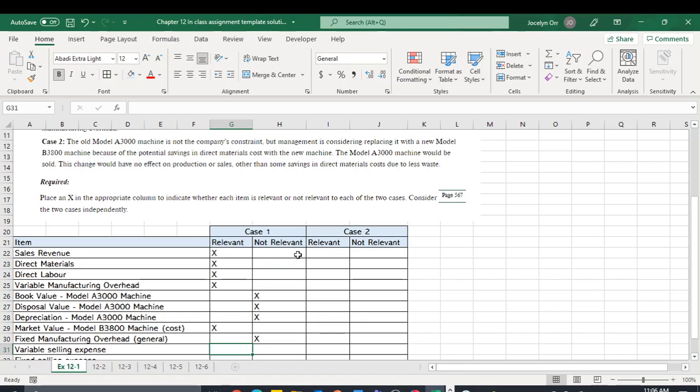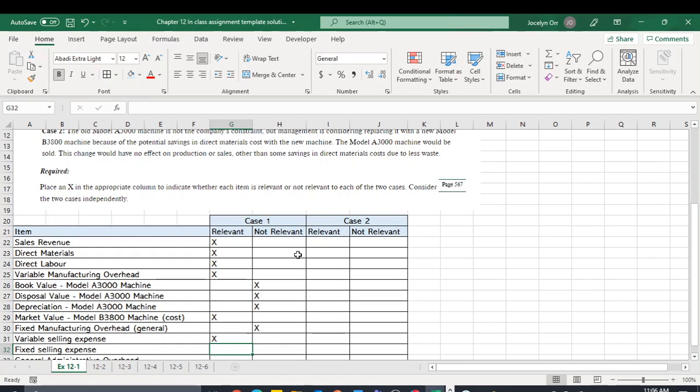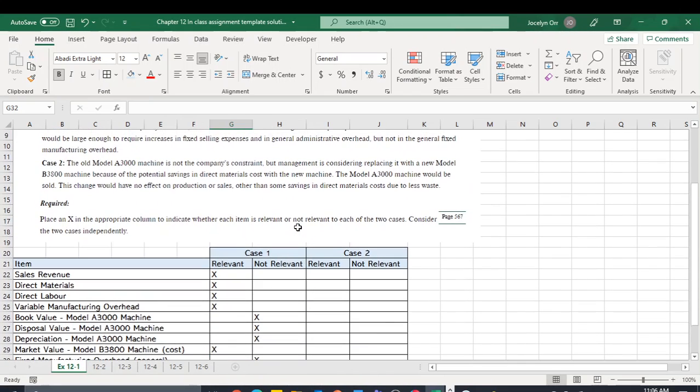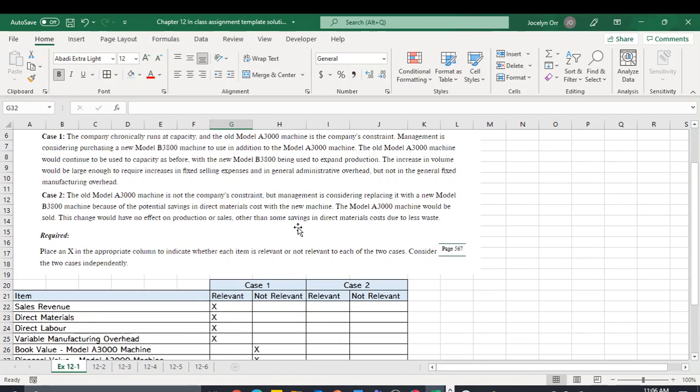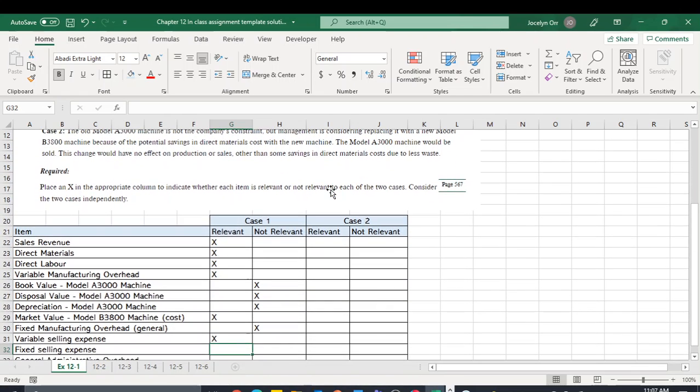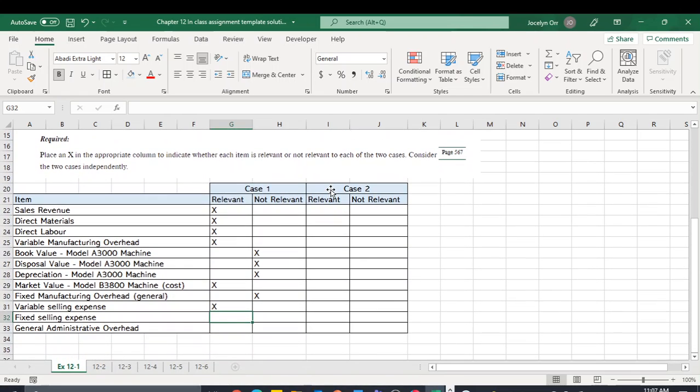The variable selling expense, we know if we're increasing production, we're increasing our sales, we are going to be increasing our variable selling expense, which means it is relevant. And they told us that the increase in volume is large enough to require increases in fixed selling expenses and general administrative overhead. So if the cost increases, it changes between the two alternatives and it is relevant to our decision in whether or not we purchase this other machine. Okay.